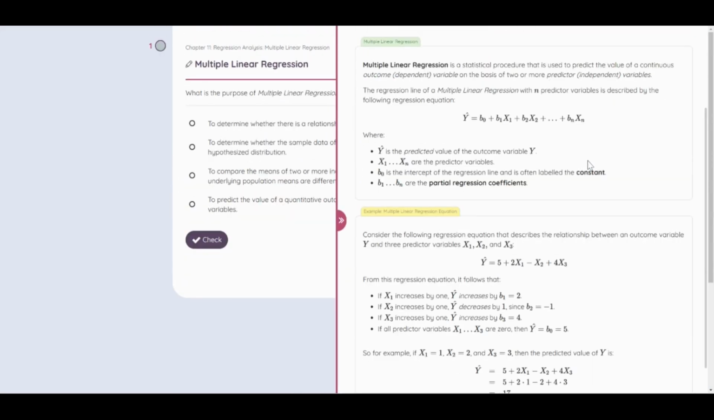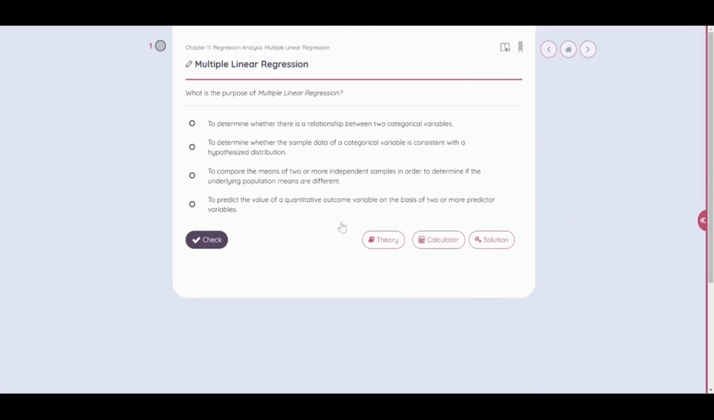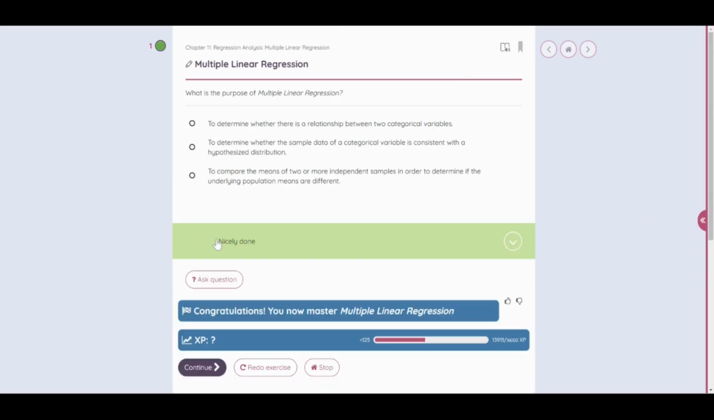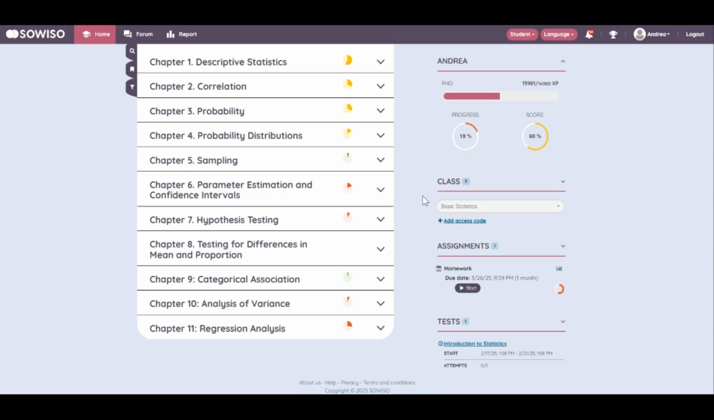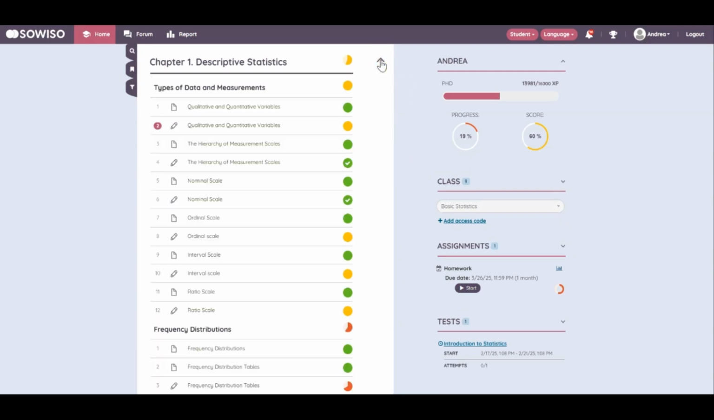Then we go into multiple linear regression. Students go through the theoretical part, and then they can check if they understand the multiple linear regression procedure. As you saw, the course covers a range of topics, starting with descriptive statistics and ending with regression analysis.